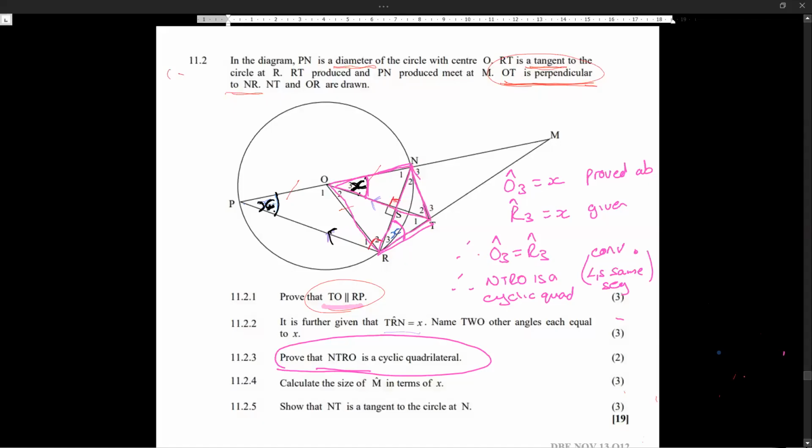Okay, the next question wants us to find M in terms of X. So does anyone have any ideas how we can find that? How can we find M in terms of X? Since MPR is a triangle, we might say 180 minus the angle of P minus the angle of R3 and 90 of R1 and 2. So it's going to be 90 minus 2x, I think.